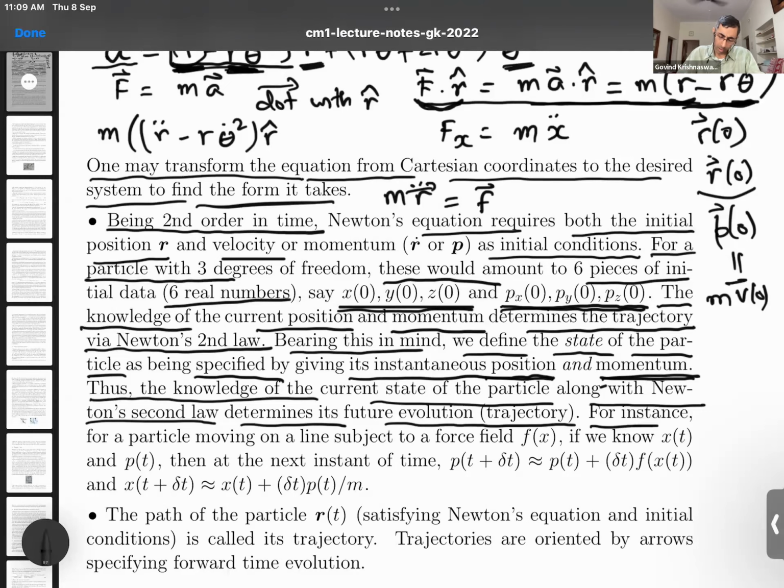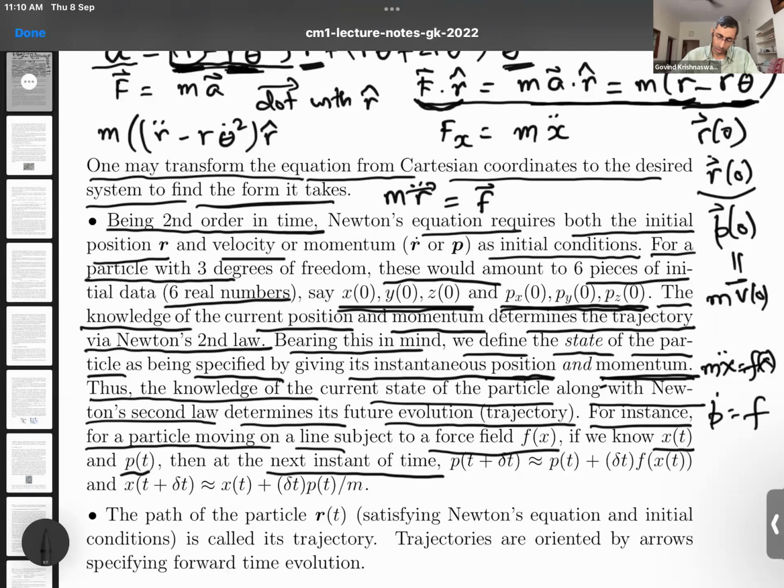brief way. For instance, consider a particle moving on a line, with only 1 degree of freedom, subject to a force field f of x. Then we have the equation of motion m x double dot is equal to f of x. Then we want to find the trajectory. If we know x of t and p of t at some instant of time, we know both the position and the momentum. Then at the next instant of time, we can write down what the momentum is. So for that we have to integrate the equation. So p dot was f.